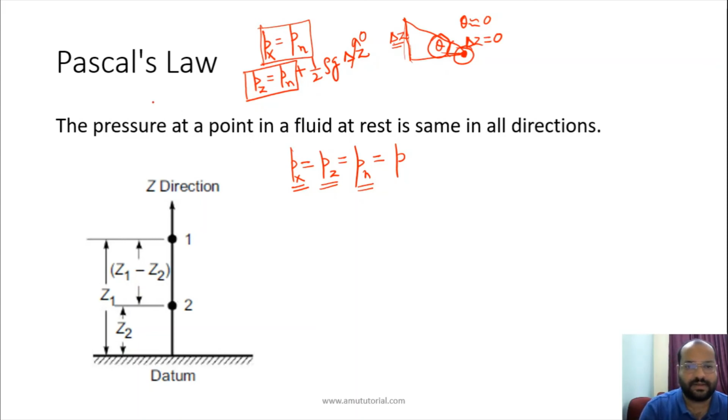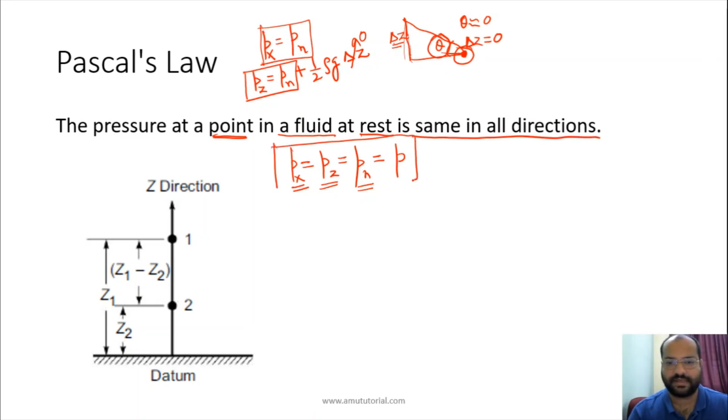So this gives us a very important law, that is the pressure at a point. The pressure at a point in a fluid, the fluid must be same, and it should be at rest, that is, in a static fluid. So the pressure at a point in a fluid at rest is same in all the directions. We can see here the normal pressure is equal to px and pz. So it's same in all the directions. This is the Pascal law.